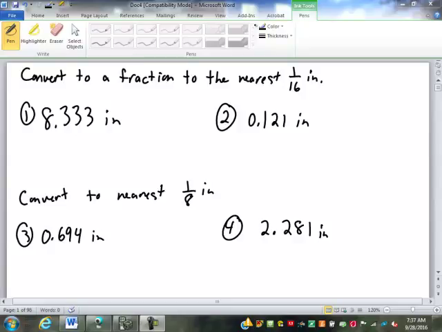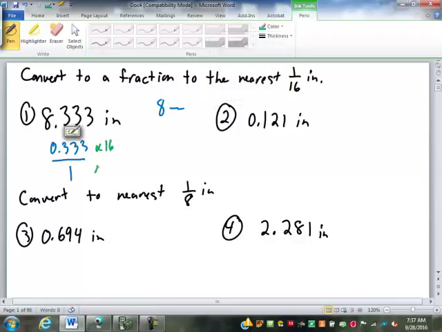So for these here, for the first one, what do you do with the 8? Answer is nothing. You move it. The 8 is going to stay your whole number. So it's just the 0.333 we're worried about. We put it over 1, and then what?